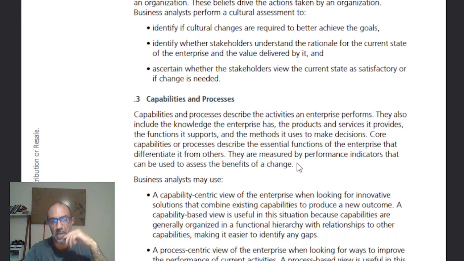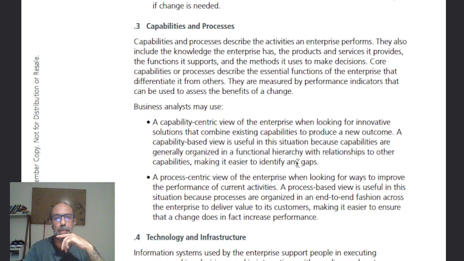Sometimes we look at something and think, yes, this can change for the better, but people are perfectly fine with it. So then you wouldn't want to meet resistance. You might want to do something that makes them want to change it. You never know. Three, capabilities and processes.